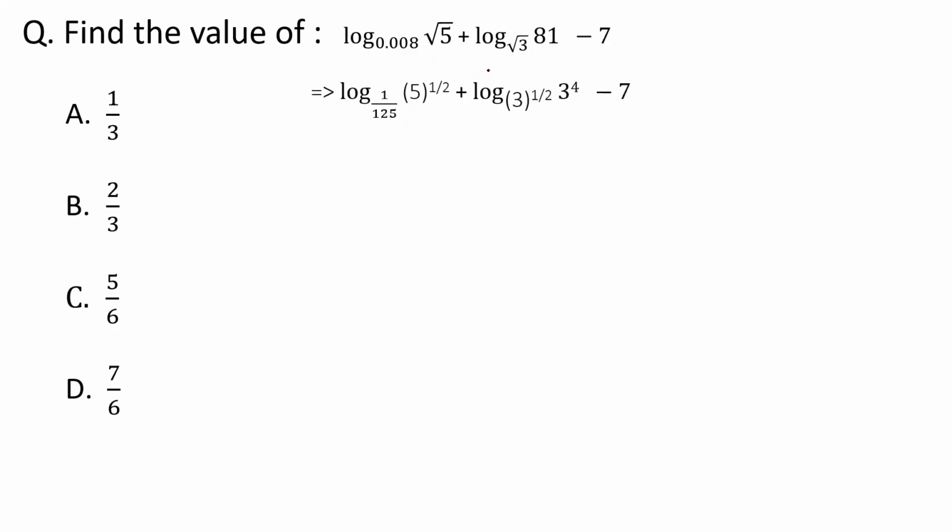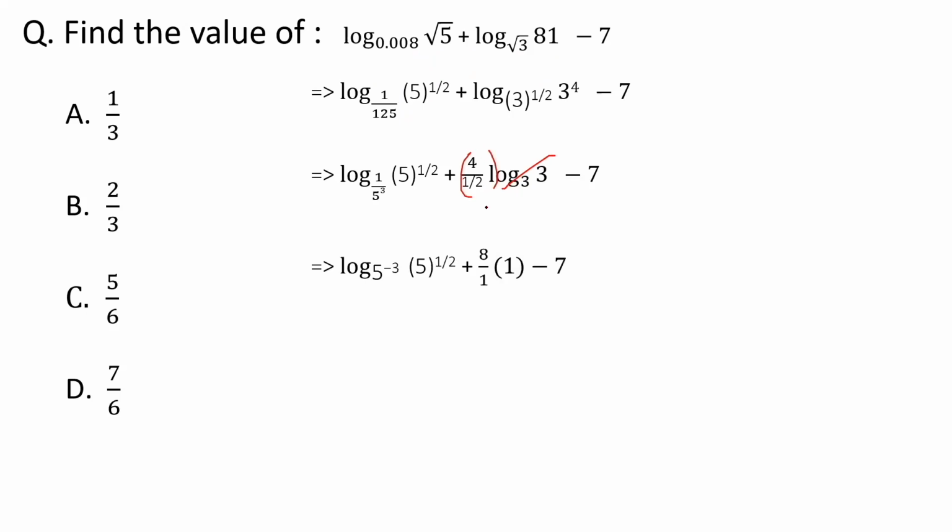In the first step, we wrote the base 0.008 पहले वाला as 1 by 125 and root 5 as 5 raised to half. दूसरे वाले में we write the base as 3 raised to half and the power as 3 raised to 4. Now we take 5 cube as 125 in the first part, and दूसरे वाले में से we take 4 and 1 by 2 outside, in the denominator, and log 3 to the base 3 will cancel out to give you 1. So 4 upon half, ये part कितना हो जाएगा guys? 8 upon 1 हो जाएगा अगले वाले part में, right?